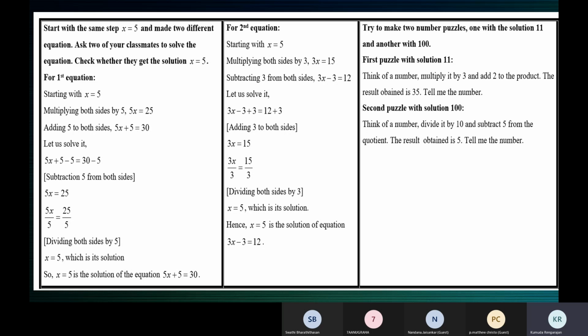So think of a number. That number is 11. Simply you must say, think of a number. That number is 11. Multiplied by 3. Add 2 to the product. The result obtained is 35. Tell me the number. So this puzzle will have solution 11.